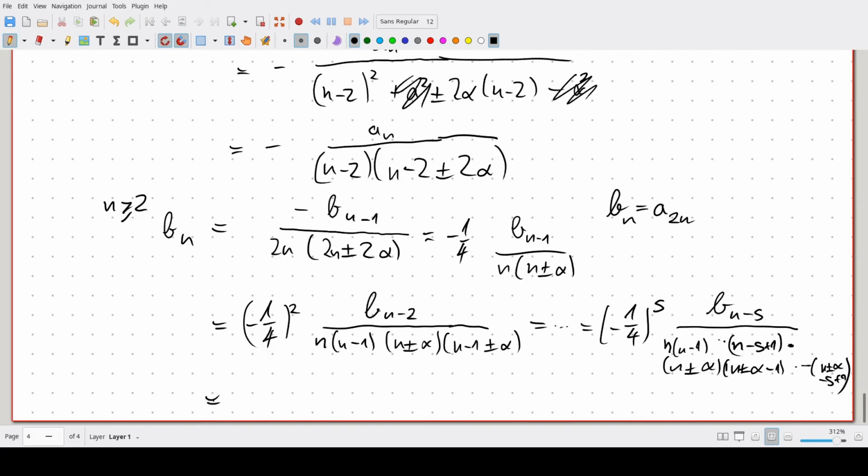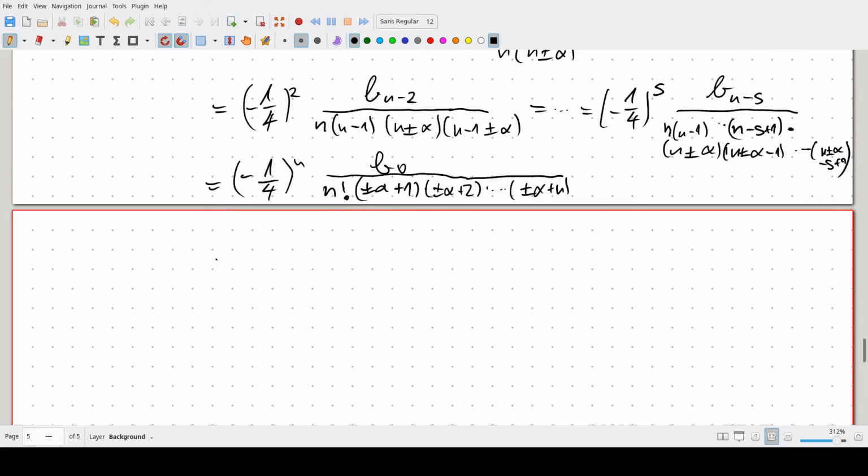And if we pull this all the way to s equals n, we have (minus 1/4) to the n times b0 divided by n factorial, and the other factor is (plus or minus alpha plus 1)(plus or minus alpha plus 2), and so on until plus or minus alpha plus n. And if we want to, we can write this as (minus 1/4)^n b0 divided by the rising factorial of 1, where n factorial is the rising factorial of 1, and this product here is the same thing for plus or minus alpha.